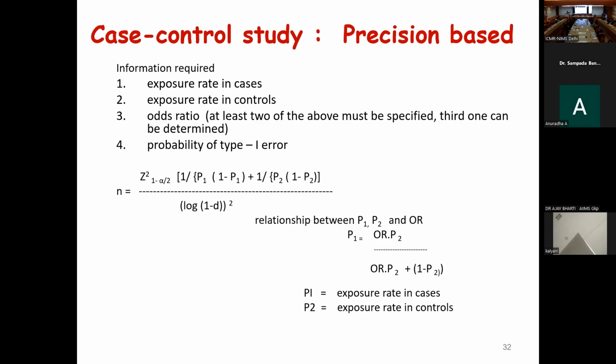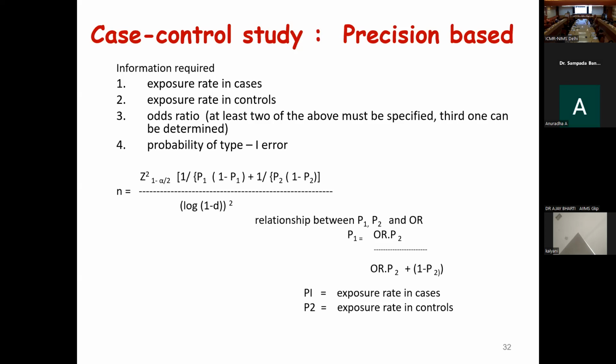For case control, again, somebody asked how many controls I should take. Should I take one case and one control? Then you were told that no, take up to 4. Why did he say 4?